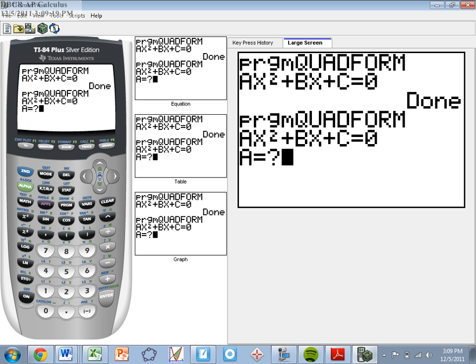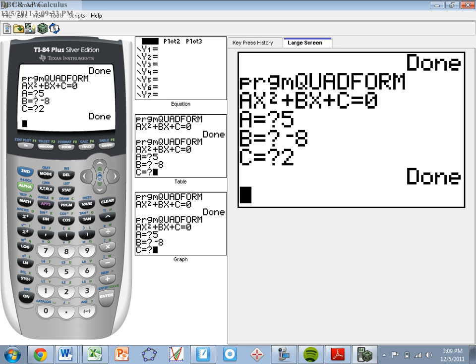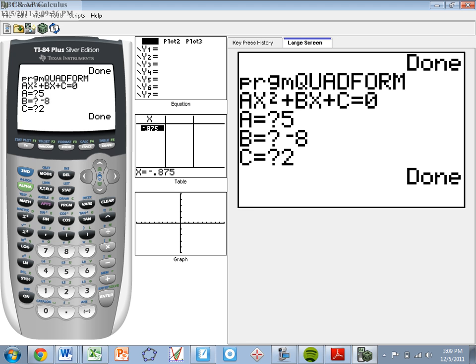It's saying, what is A? In this case, A was 5. If I hit 5, enter, then it says, what is B? B is -8. -8, enter. And then it says, what is C? Well, C is 2. But it doesn't do anything with that, right? Because we didn't write the program yet. You can give the calculator values of A, B, and C, but it can't do anything with them yet because you still have to finish the program. What we've done with the prompt is just literally say, what is A, what is B, what is C?